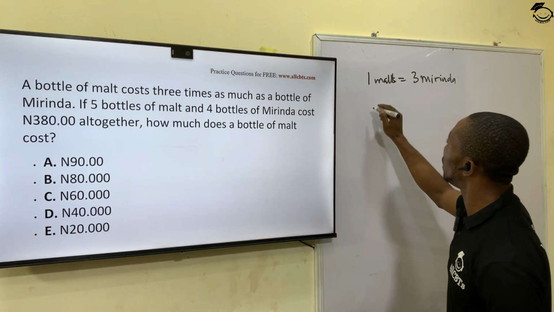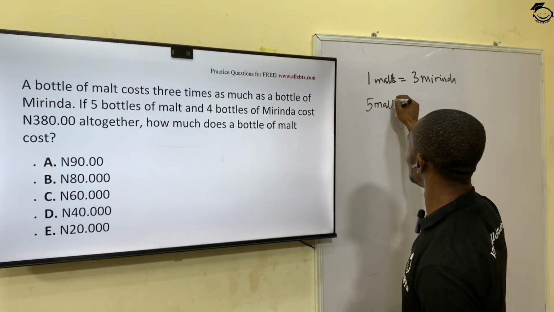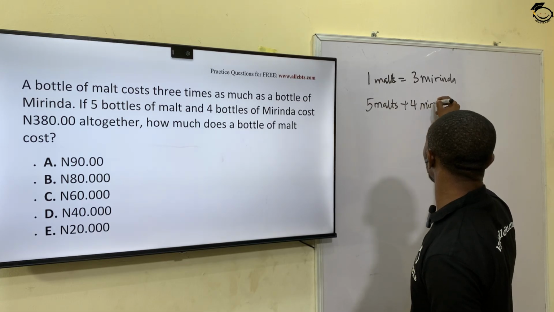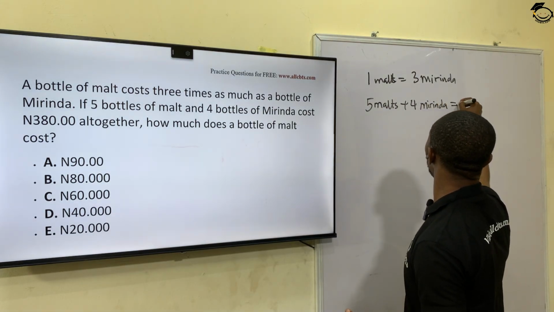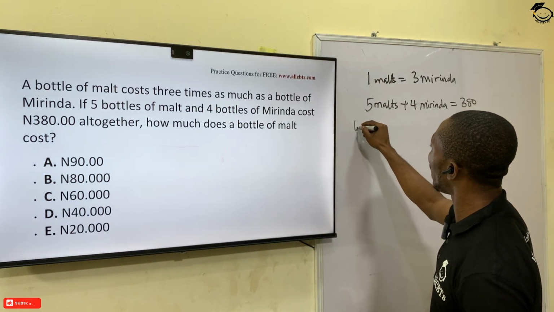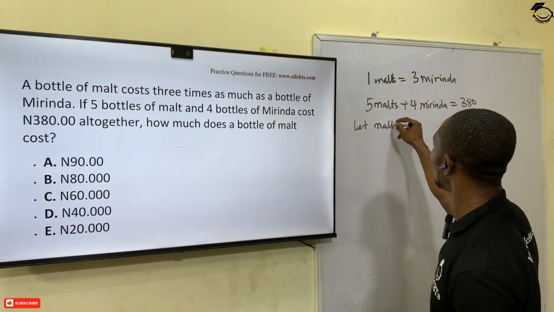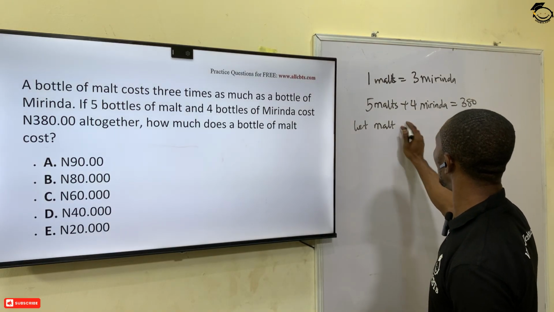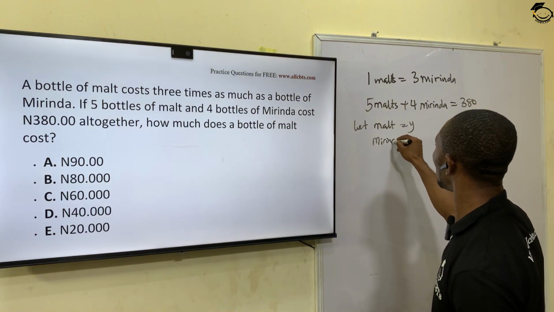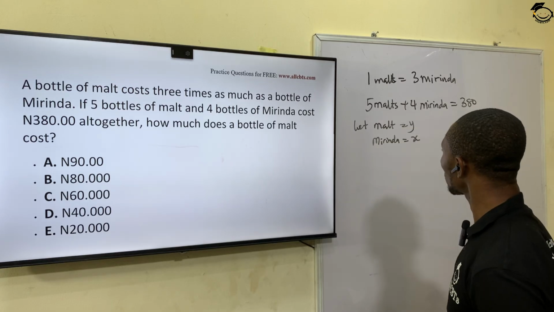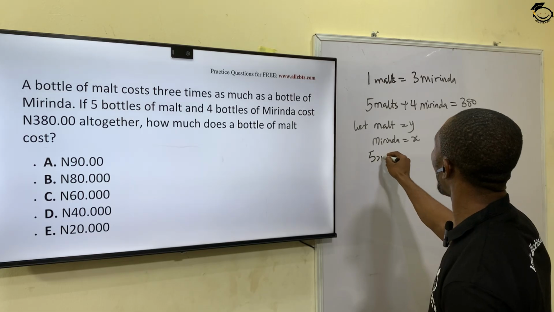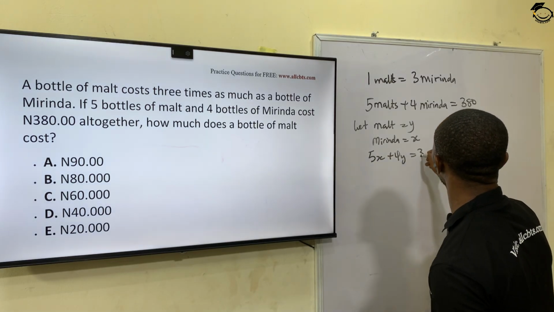Okay, so it says 5 malts plus 4 Mirindas equals 380. Now, let's represent our malt as y. Let malt equal y and Mirinda equal x. Okay, so now we have it as 5x plus 4y equals 380.